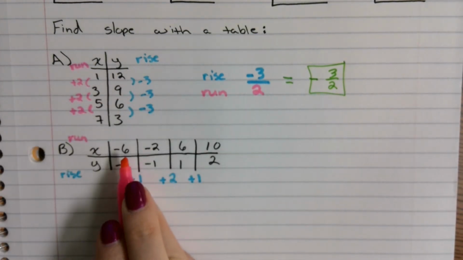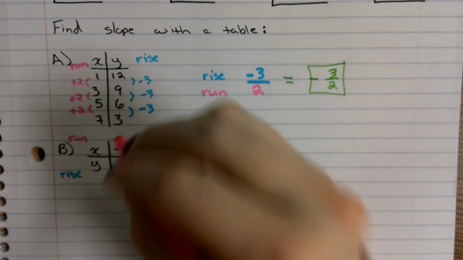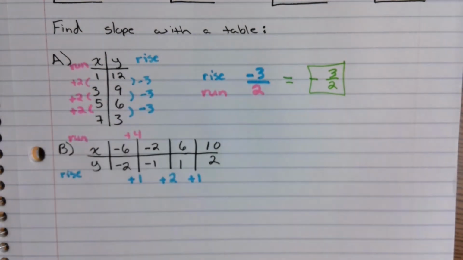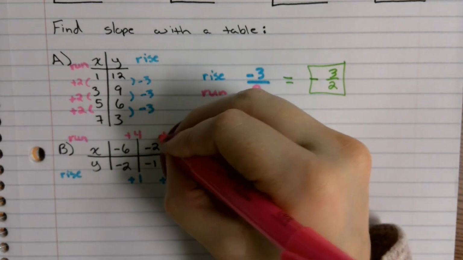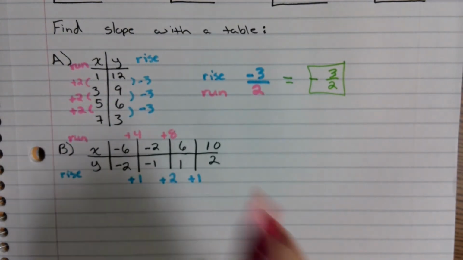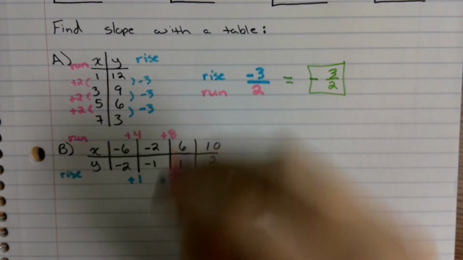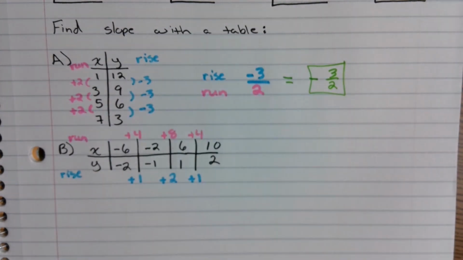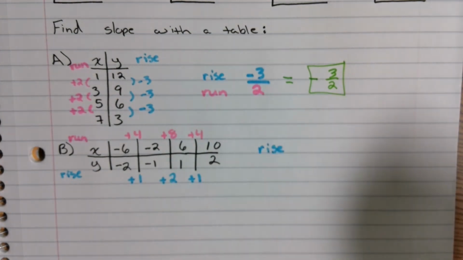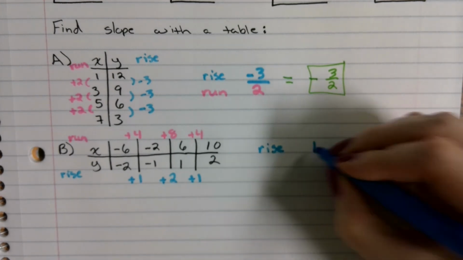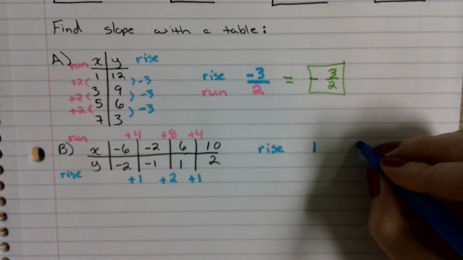To go from -6 to -2, that's an increase of 4. But -2 to +6 is an increase of 8. And +6 to +10 is an increase of 4. So all we have to do now is check to see, are these equivalent formats? So I've got two different types of rises. I have a rise of 1 and a rise of 2.